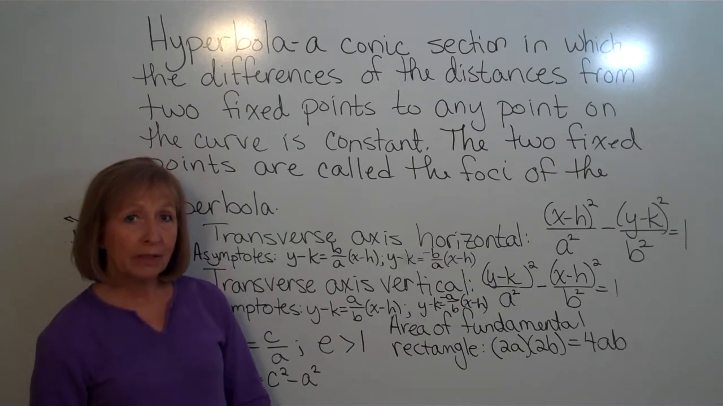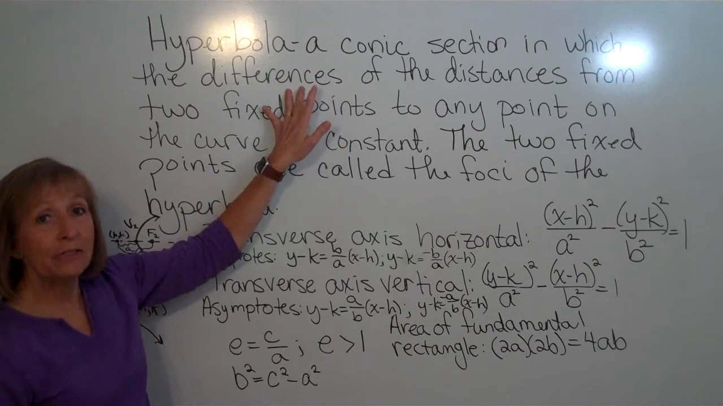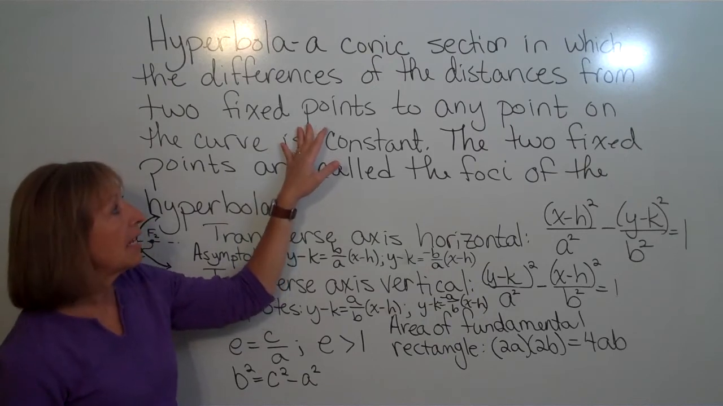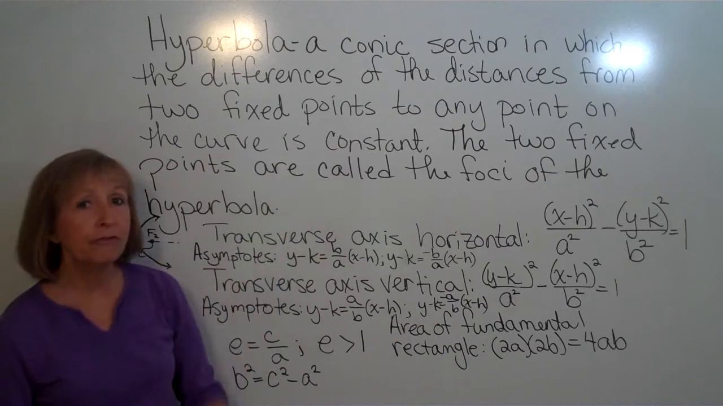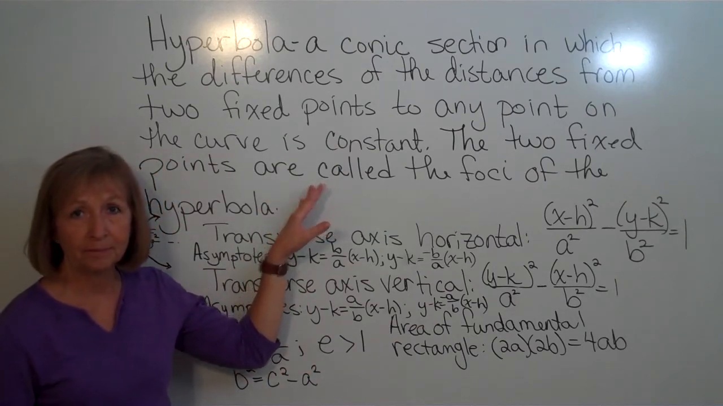Now, a hyperbola is defined to be a conic section in which the difference of the distances from two fixed points to any point on the curve is a constant. Those two fixed points are what are called the foci of the hyperbola.